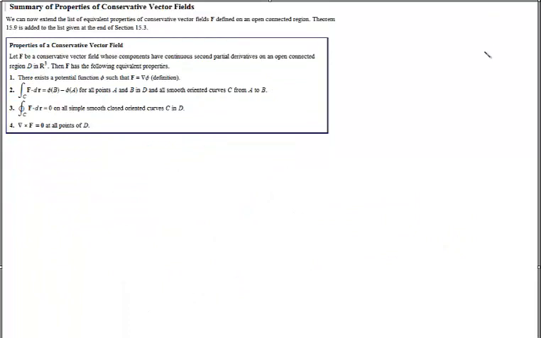Next we have a summary of the properties of our conservative vector fields, and I include this just so that you'll have that in your notes whenever you go to take your exam.